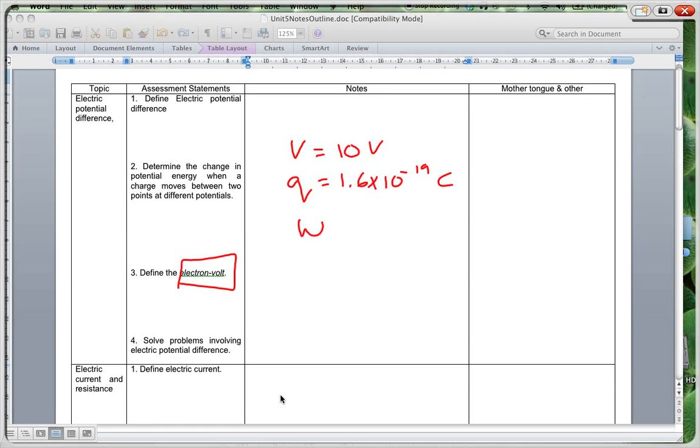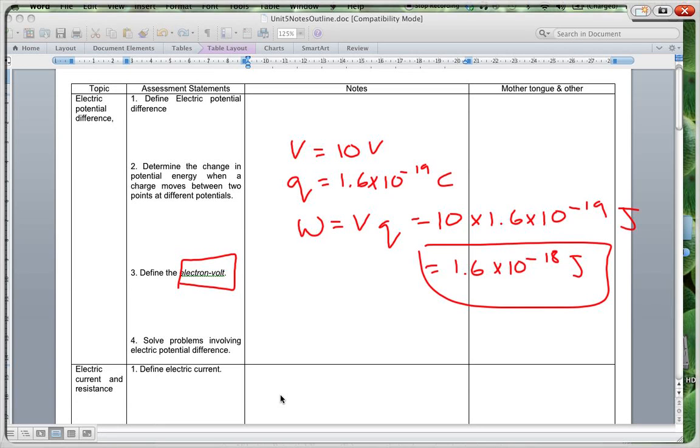Now, when I work out my energy, W equals V times Q, I get 10 times 1.6 times 10 to the negative 19 joules. That's 1.6 times 10 to the negative 18 joules. That's very small. It's a million billionths of a joule. To raise something with a mass of 1 kilogram, say this battery here, 1 meter, I'm using 1 joule. A joule isn't all that much. So this is really small.